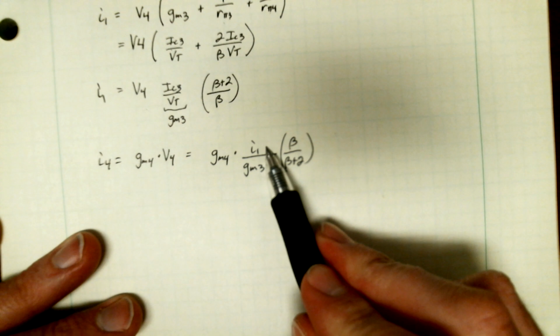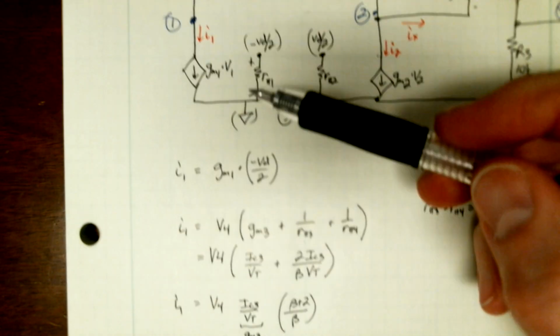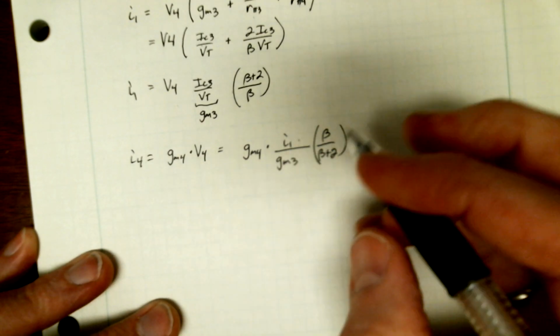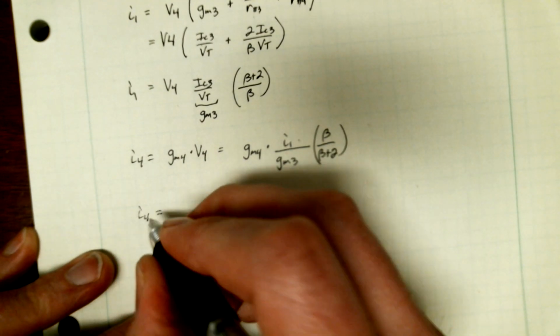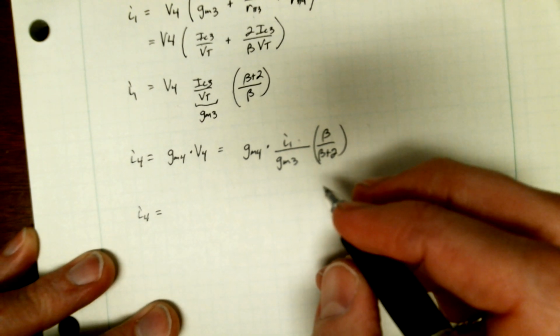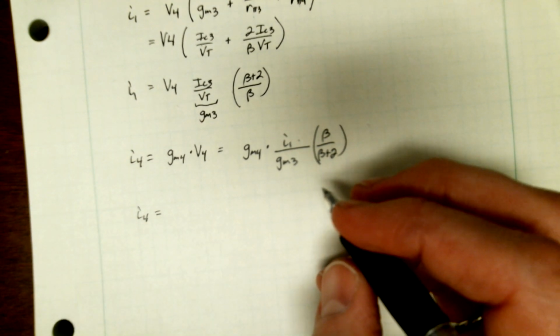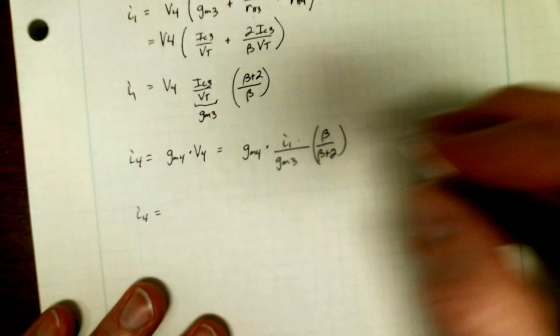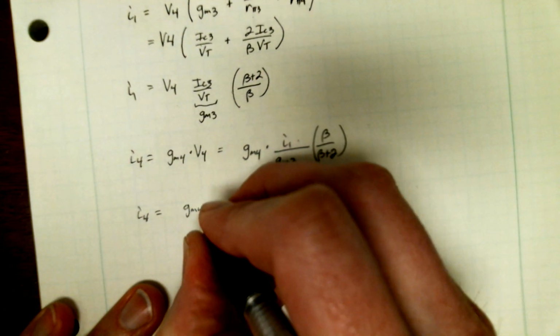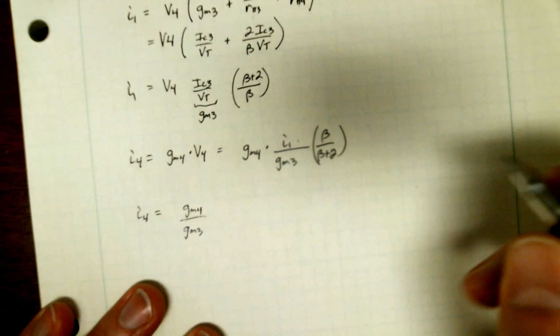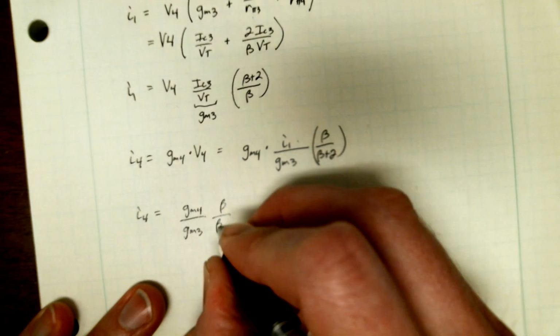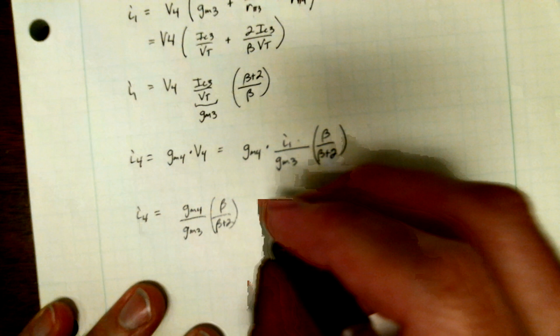Alright, what's I1? Well, I1 is GM1 times minus VD over 2. And I get I4 is GM4 over GM3 times beta over beta plus 2 times GM1 times minus VD over 2.